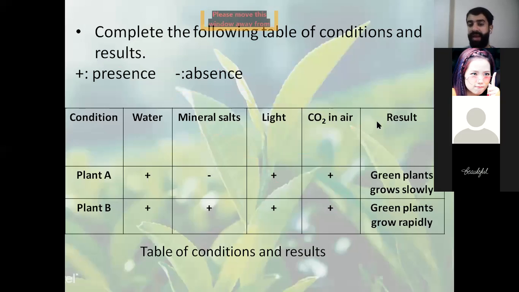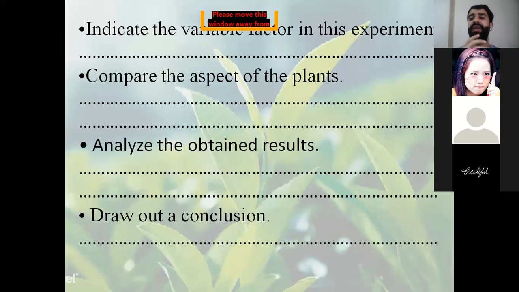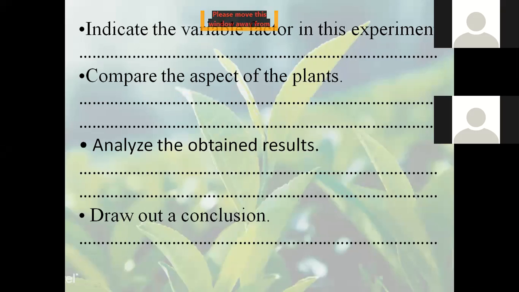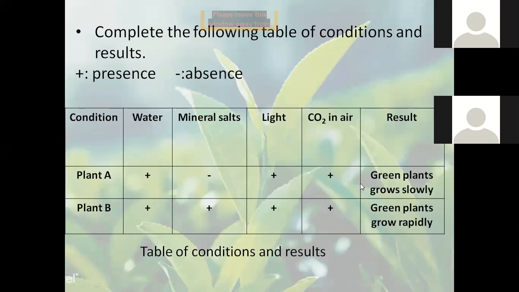The results: the green plant in A grows slowly, it grows small in size. You can write your description: slowly, small in size, abnormal, while plant B grows rapidly and grows normally. So they said, indicate the variable factor in this experiment. So I need new voices here. I want Leah Grayeb. Leah, what is the variable factor in this experiment?